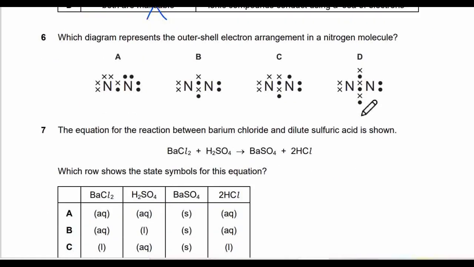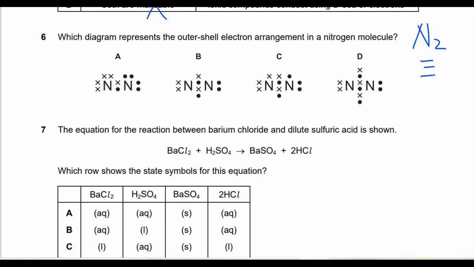Question number 6. Which diagram represents the outer shell electron arrangement in a nitrogen molecule? So a nitrogen molecule is a diatomic molecule N2, so it's between N and N. Now we know that N has a triple bond. So the one that has a triple bond, this is 1 bond, 2 bond, and 3 bond. So this will be D. Number 6 is D.